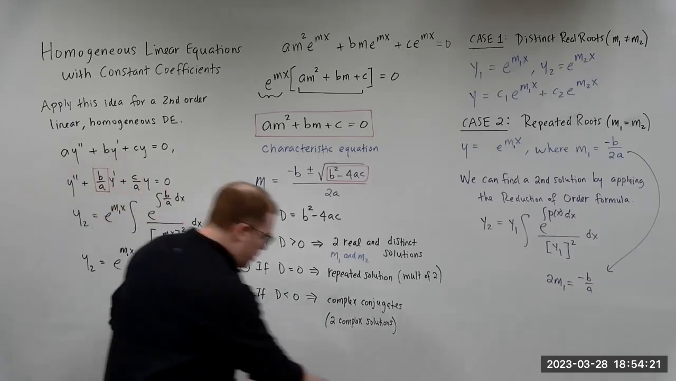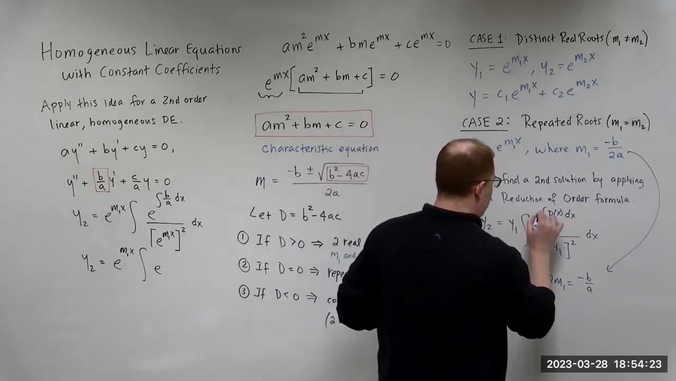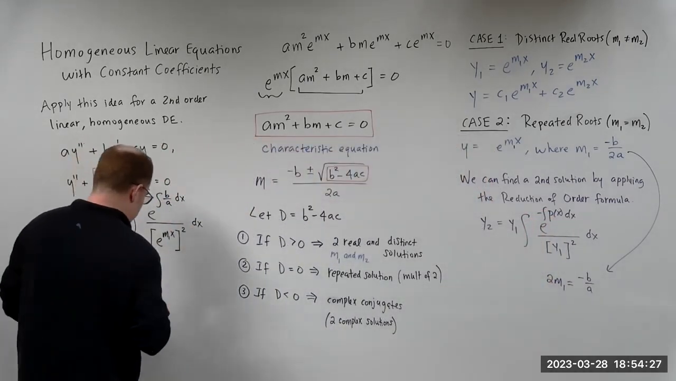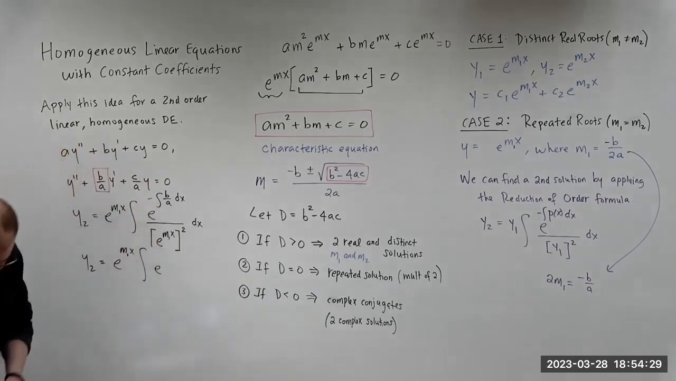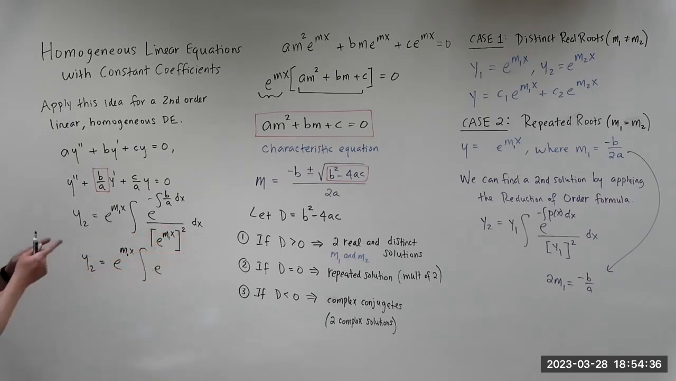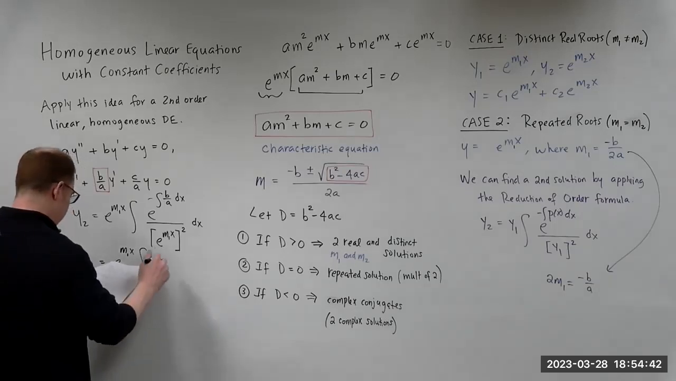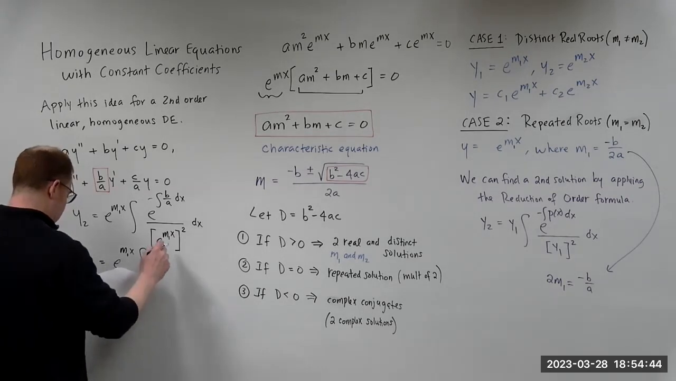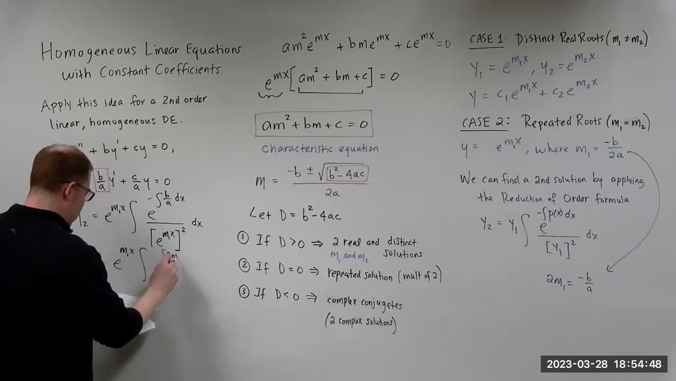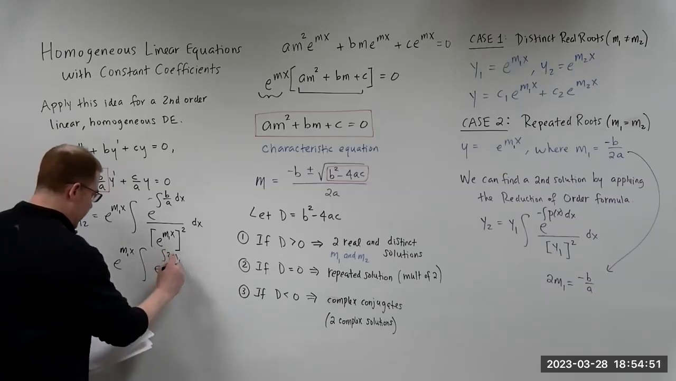There should be a negative here. Okay. All right, so then B over A is going to be equal to minus 2 M1, so that becomes the integral of 2 M1. Okay, so it's just 2 M1 dx.